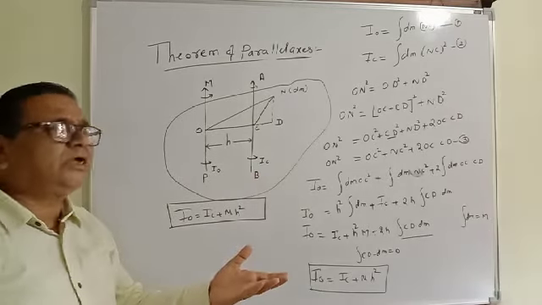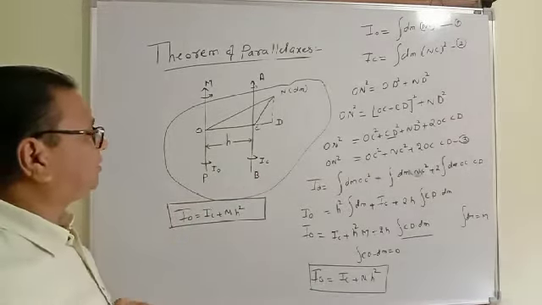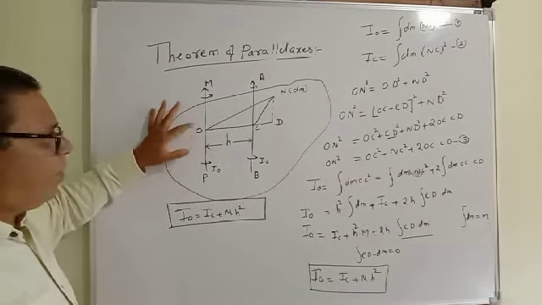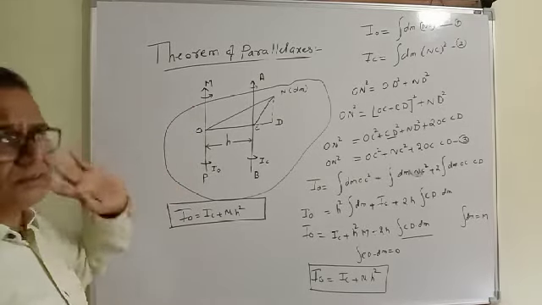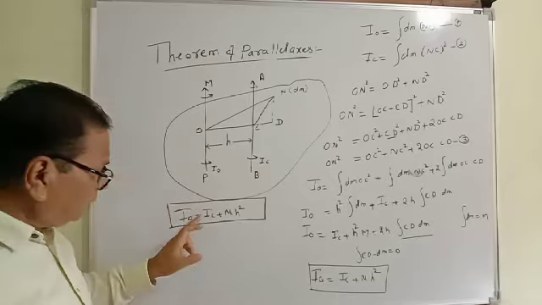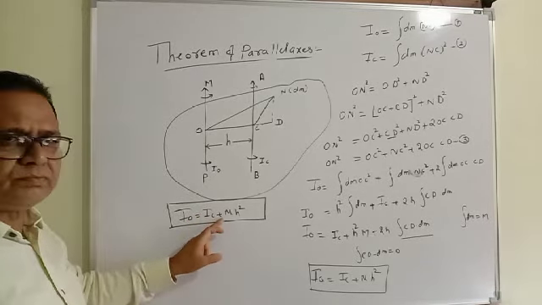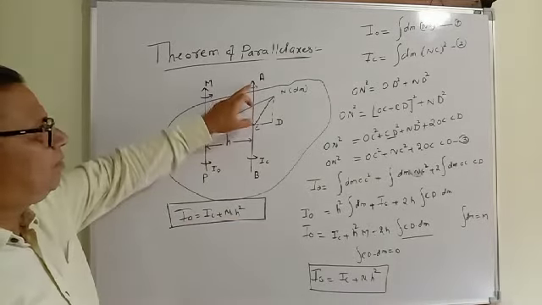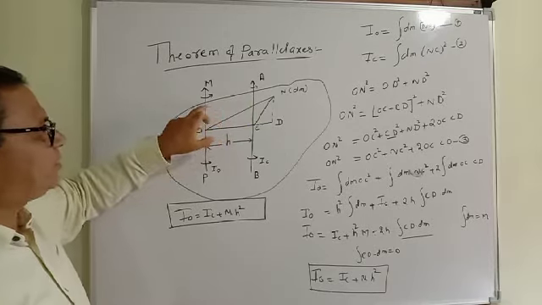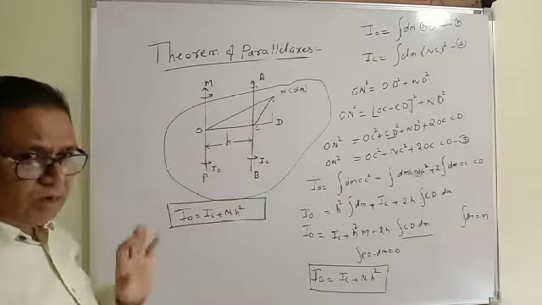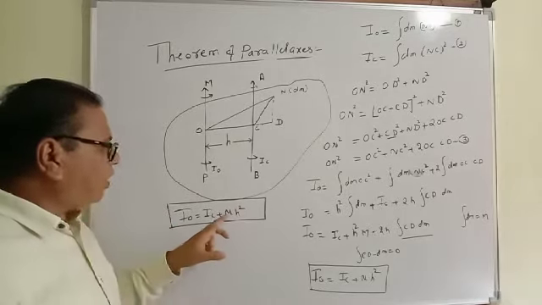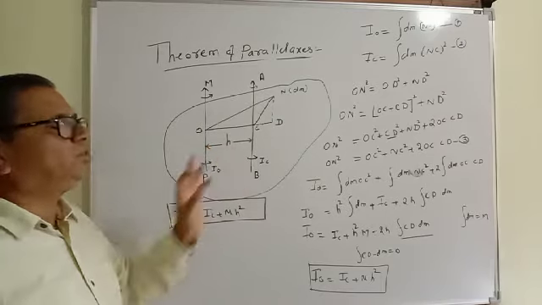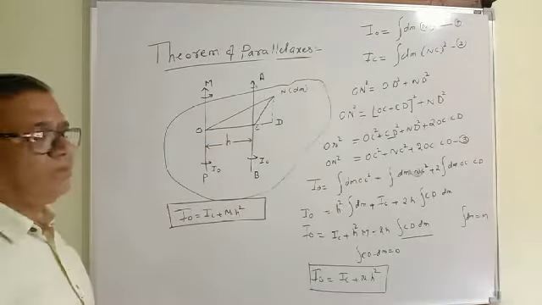So we can state the theorem of parallel axes as: moment of inertia of a rigid body about any axis, IO, is equal to the sum of the moment of inertia IC about the parallel axis passing through the center, and the product of the total mass of the body and the square of the distance between the two parallel axes.